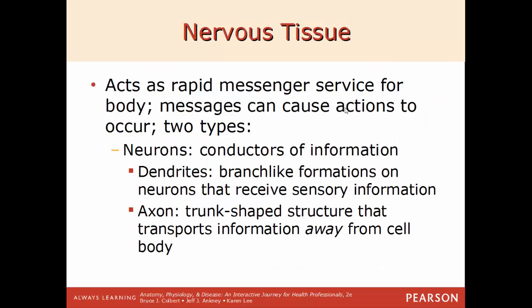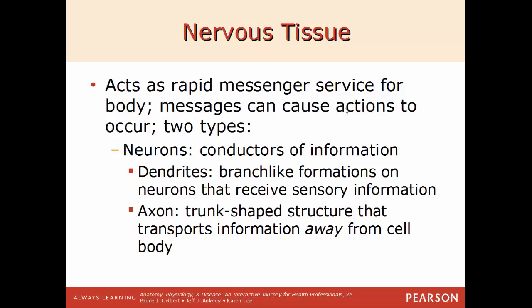All right, next we'll talk about nervous tissue. Of course, this will act as a rapid messenger service for the body. Okay, this is how your brain talks to the rest of your body and then vice versa. So in order for things to get done, things have to be able to talk to one another.